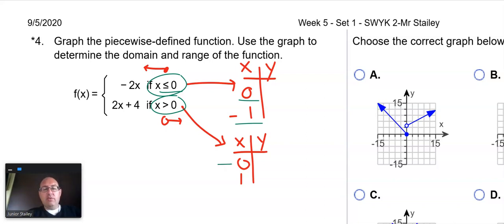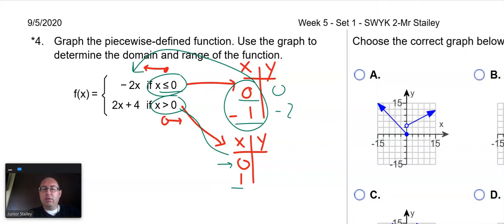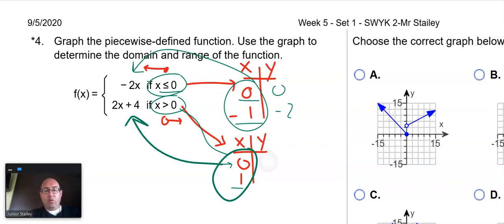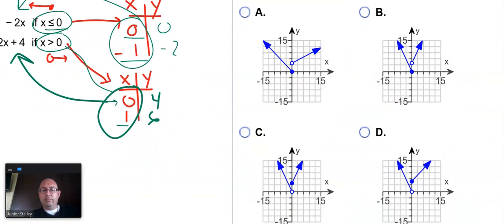All right, so starting with the 0 I gave you, and then pick a number bigger than 0, that's a 1. Okay, so take these numbers, plug them into the first equation. That would be 0 and negative 2. I think I'm going to use a slightly bigger pen. Okay, and then plug these numbers in to the second equation, and that would give me 4, right? 2 times 0 plus 4. And 2 times 1 plus 4 would be 6. Okay, so now we need to find some possible graphs that have that situation.